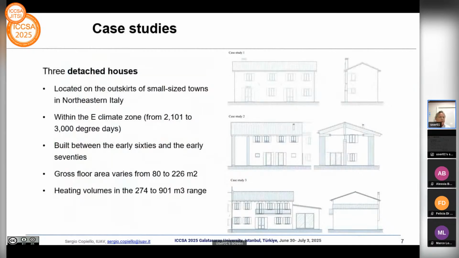They are all detached houses located in the Veneto region, in the outskirts of a small size town in between the provinces of Padua and Venice. The buildings are located in the E climate zone. They were all built between the early 60s and the early 70s, and in this slide you can also see some basic data about the gross floor area and the heating volume.